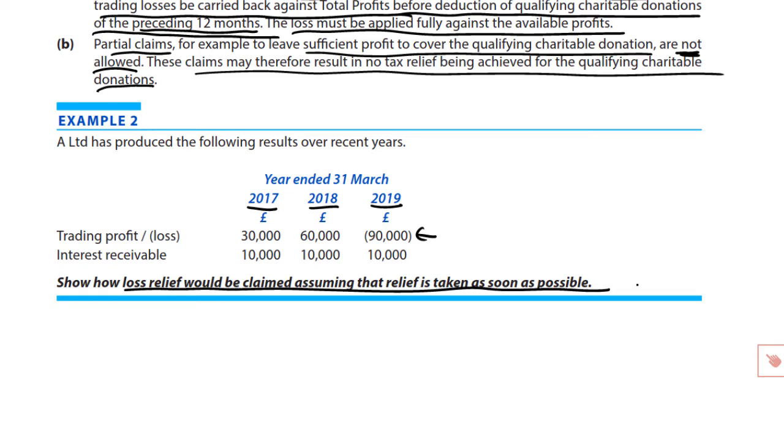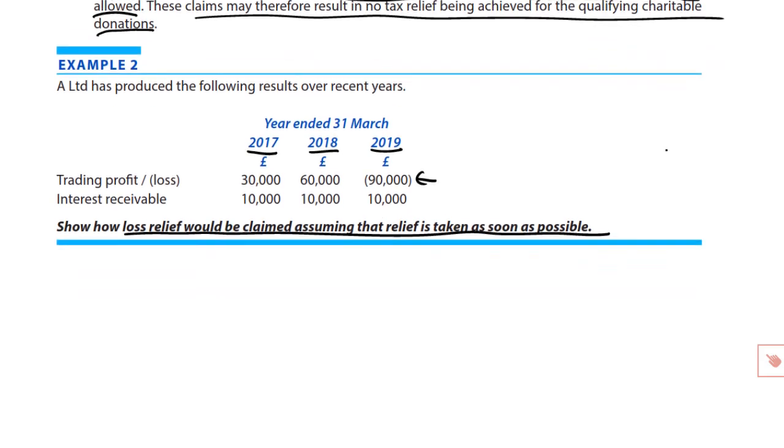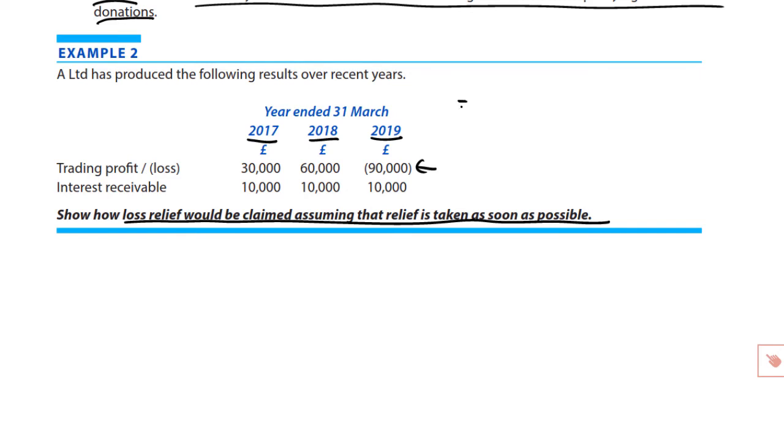Now, as soon as you see those words, relief at the earliest available opportunity, relief taken as soon as possible, what does that mean the running order of your claims would be? What is it going to be? That equals, firstly, current period, then carry back, and only after that, if anything is left over, will it be carry forward. That's the running order.